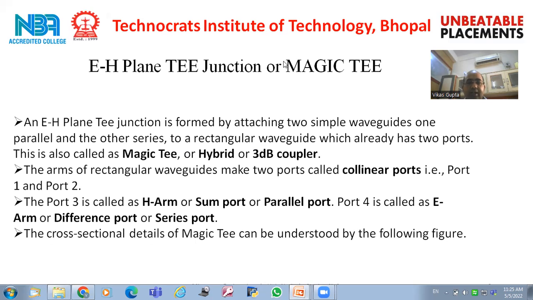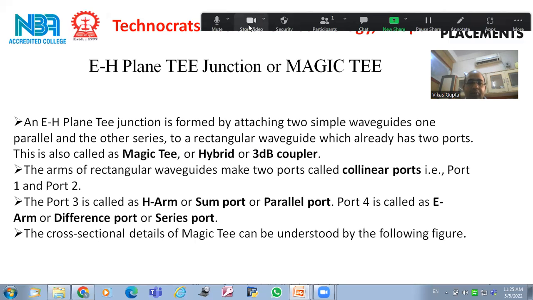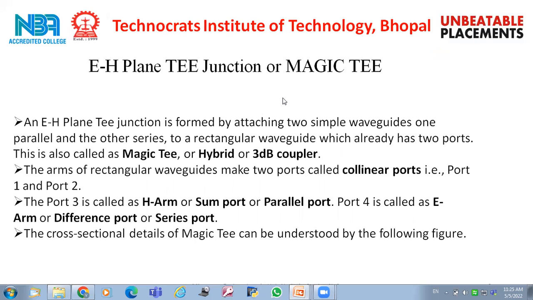So now students, firstly, I'm going to discuss what exactly EH plane T is. EH plane T is formed by attaching two simple waveguides, one parallel and the other series, to a rectangular waveguide, which already has 2 ports, to form a magic T or a hybrid T. It is known as magic T. Why it is known as magic, that I'm also going to discuss. What is magic in this T? It is also known as the hybrid T. It is also known as the EH plane T. So students, I'm going to show you the diagram for this so you can have a better understanding.